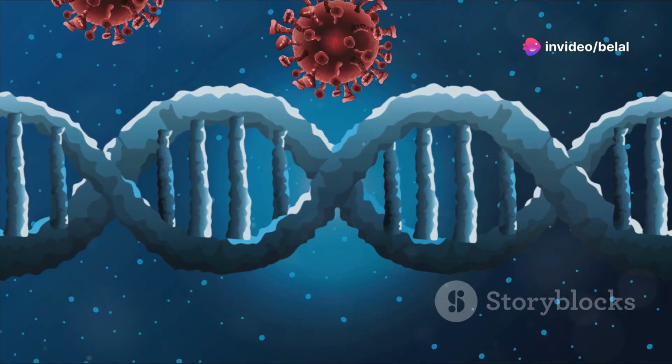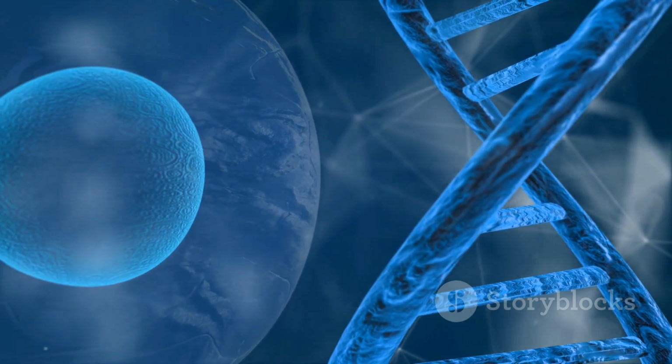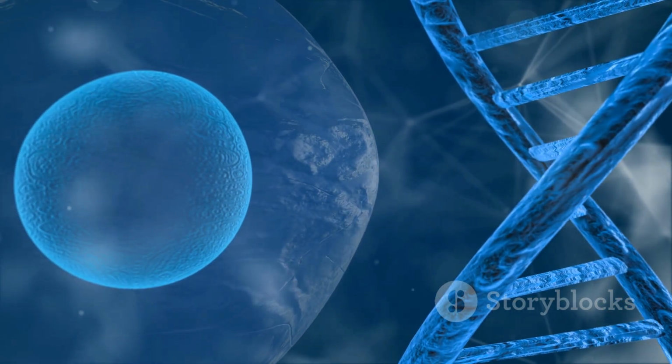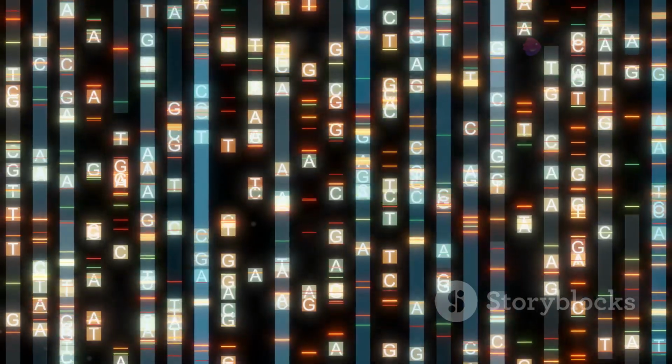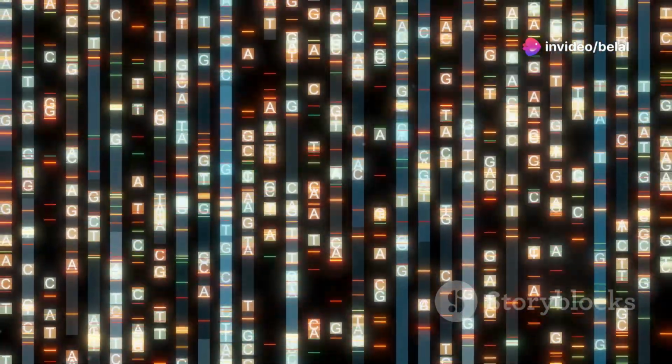Think of DNA as a blueprint. DNA, or deoxyribonucleic acid, is the molecule that carries the genetic instructions for life. It is composed of two strands that coil around each other to form a double helix.